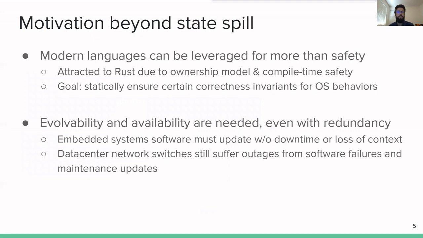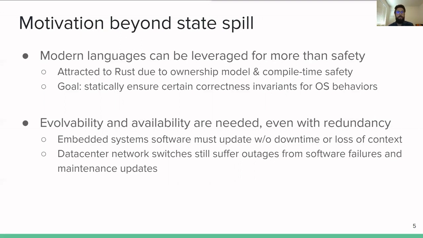Our motivation actually goes beyond state spill too. After experimenting with Rust's ownership model and its safety invariants, we realized that they can be leveraged for more than just writing safe OS code, such as enabling the compiler to check certain correctness invariants for OS-specific behaviors and resource usage. In addition, we are further motivated by two important goals mentioned previously, evolvability and availability, which require additional effort beyond addressing state spill. These abilities are crucial in certain system software domains.